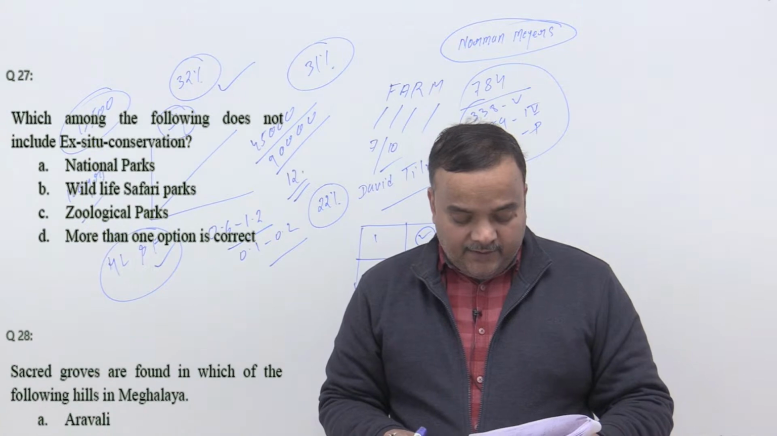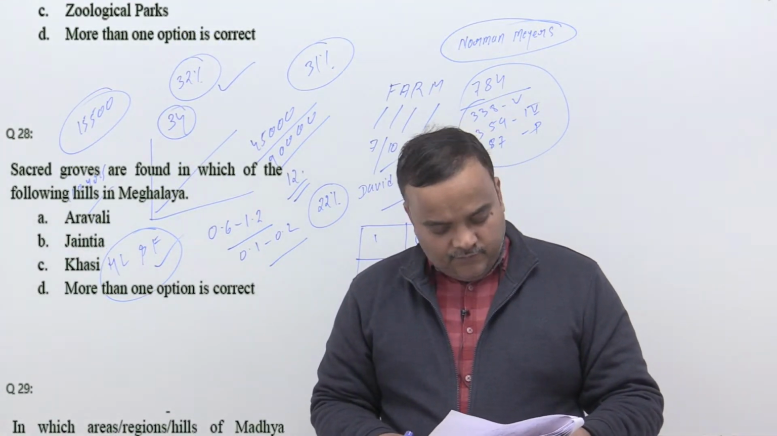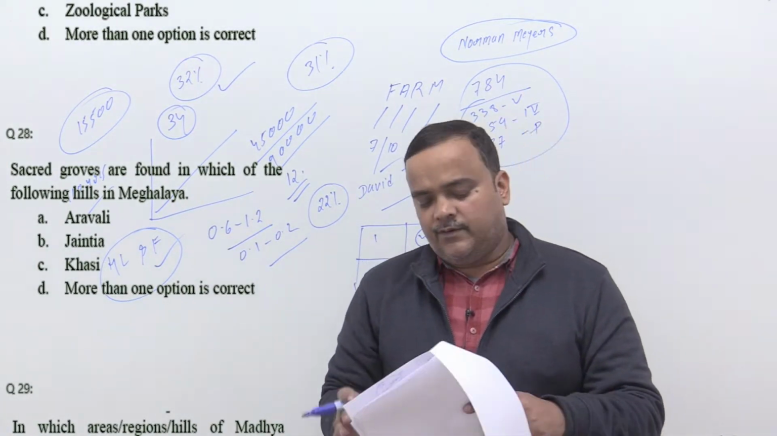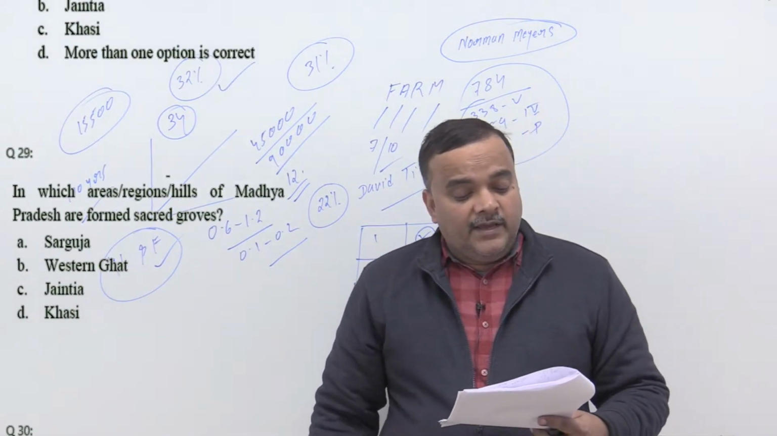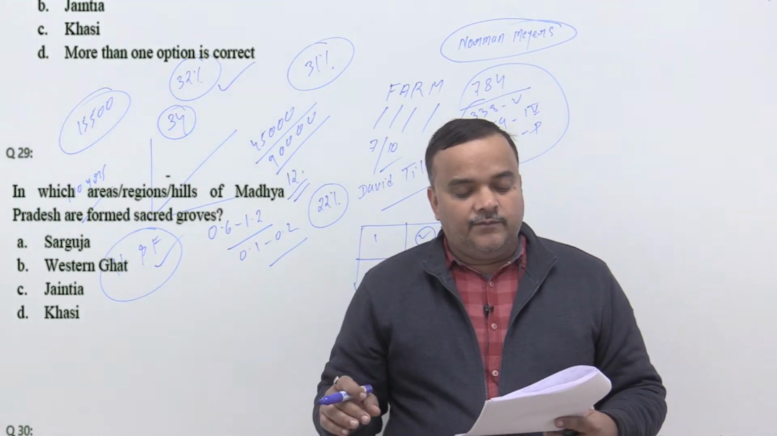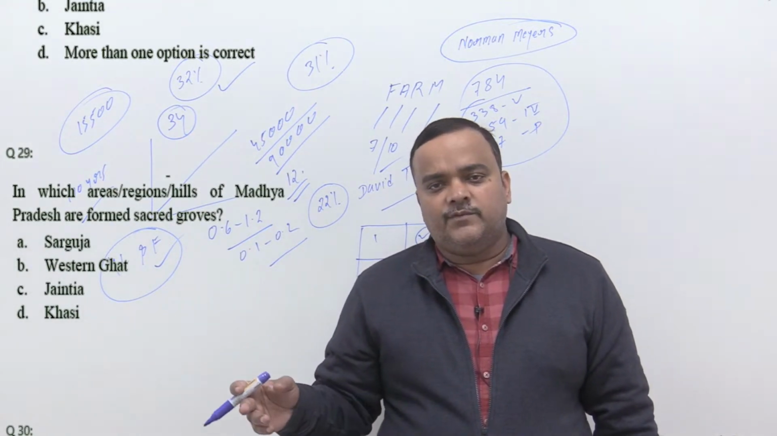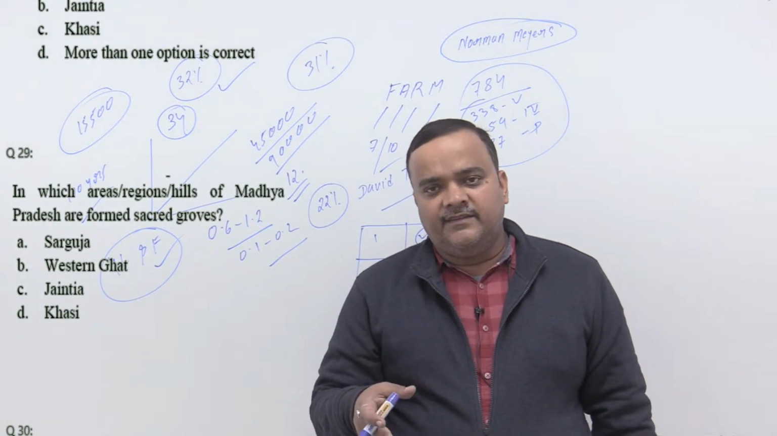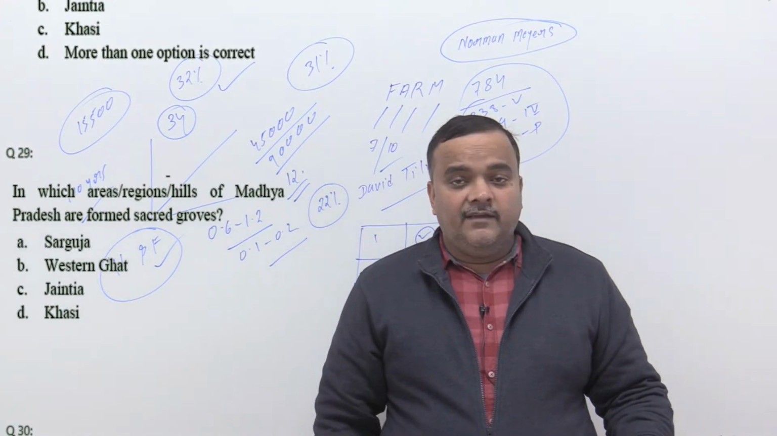Now, next question. Sacred groves are found in which of the following hills of Meghalaya? Jaintia and Khasi. So more than one option is correct, that is B and C are correct. So the answer will be fourth, that is Jaintia and Khasi. Now, next question. In which region, hills of Madhya Pradesh are sacred groves found? In Madhya Pradesh, Sarguja, Bastar and Chanda. Now some part of this has shifted or been transferred to Chhattisgarh, but in NCERT it is mentioned in Madhya Pradesh. So the answer will be A, Sarguja.